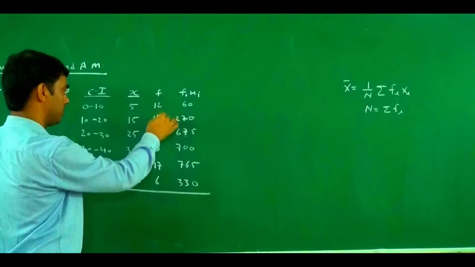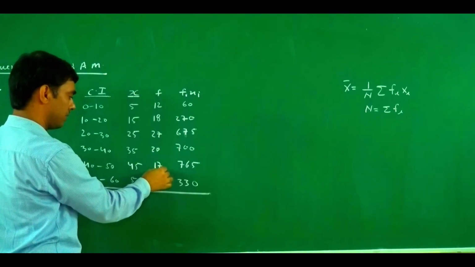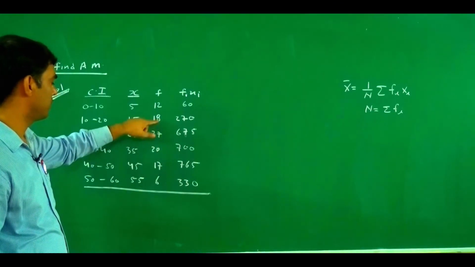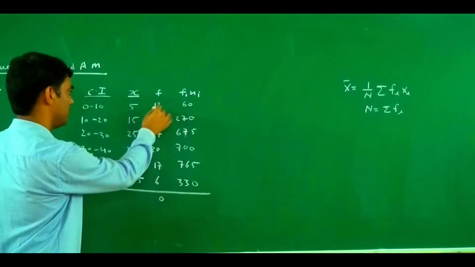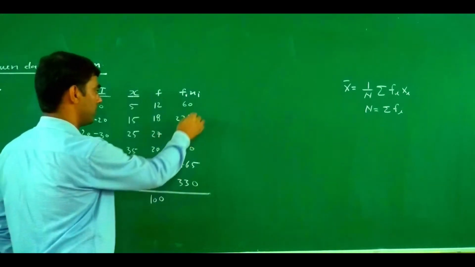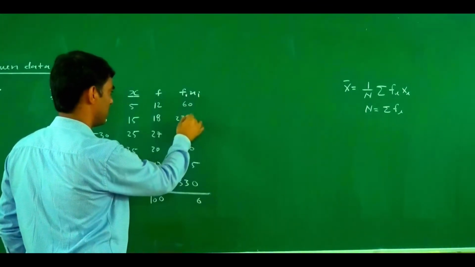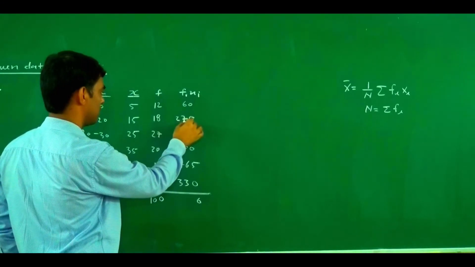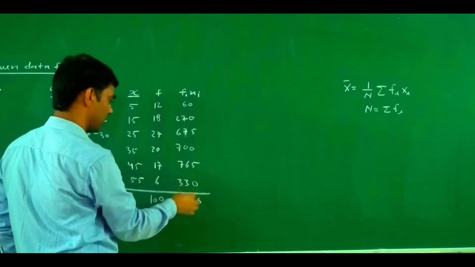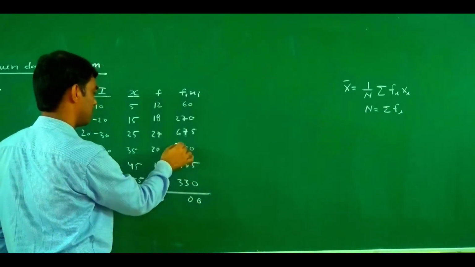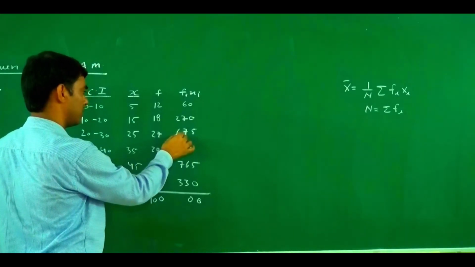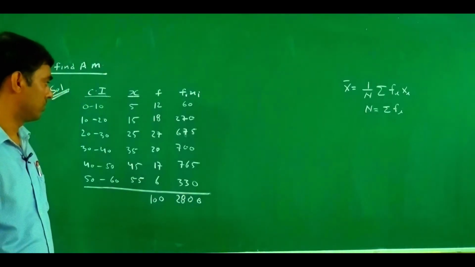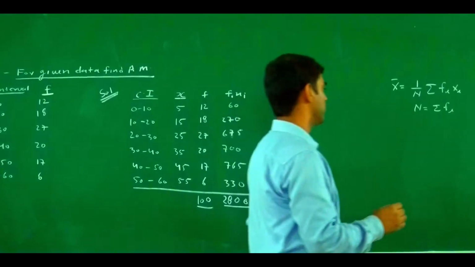We add these frequencies: 12, 18, 27, 20, 17, 6, and the total is 100. And we add the fi xi values, and the total comes to 2800.